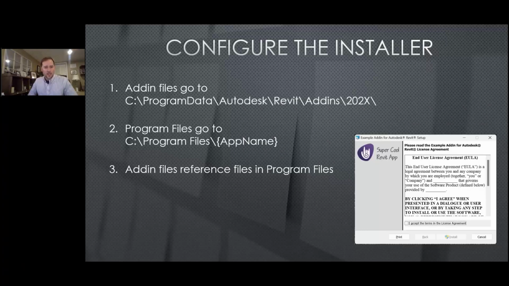Our application is destined at the moment for the 64-bit program files. And then the add-in files have text in there that would reference back to the program files. So that's, in a nutshell, how Revit knows that you have an add-in in the first place, and how it knows where to find it, and how it knows to boot it up.